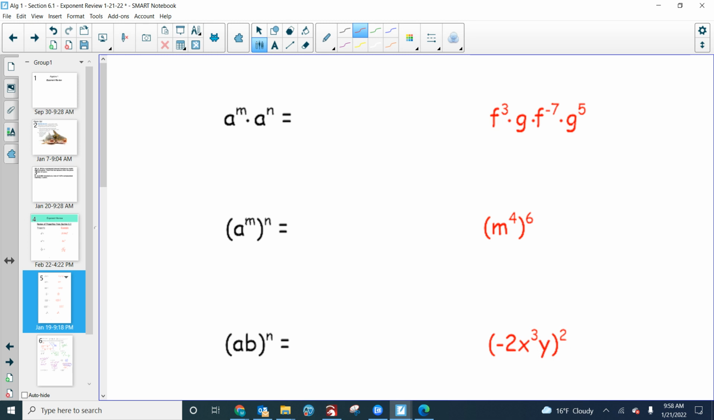On the chapter 6 review, what is a to the 0? 1. So where it says a to the 0 equals, you're gonna write 1. Where's the example? A to the 0 equals 1. Example: what is 7 to the 0 power? 1. There's your example. 7 to the 0 equals 1.